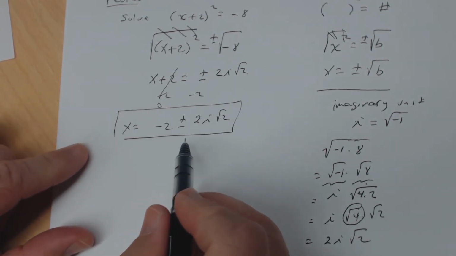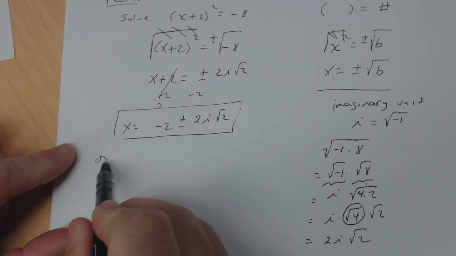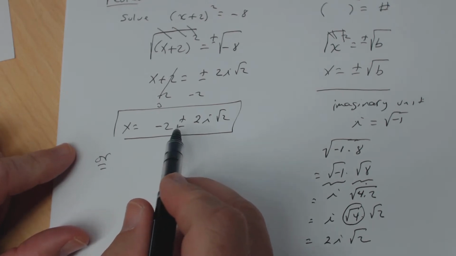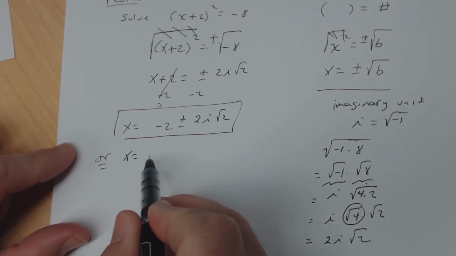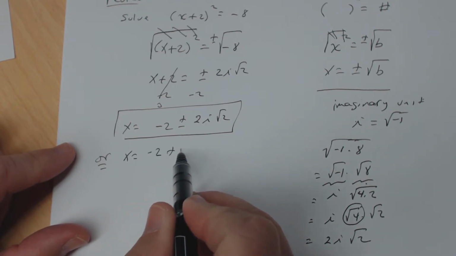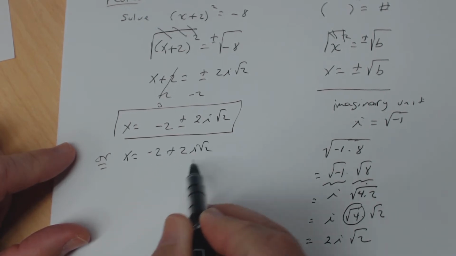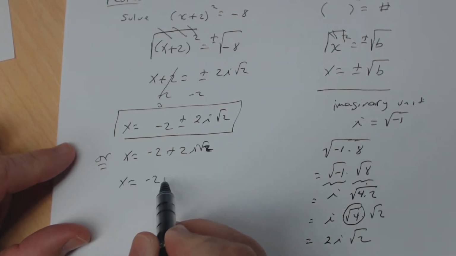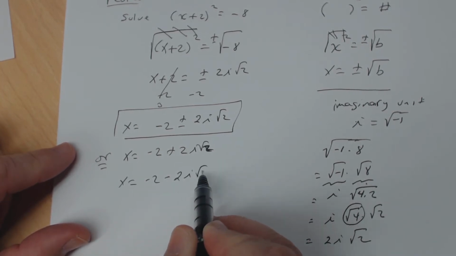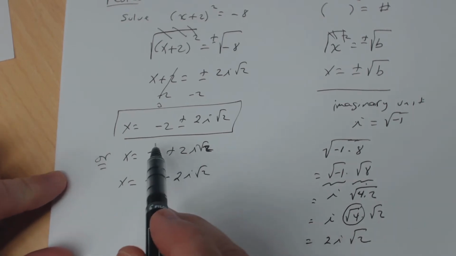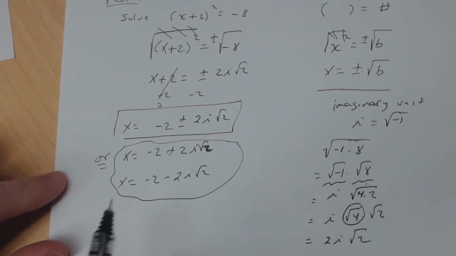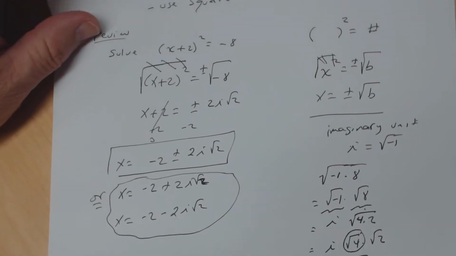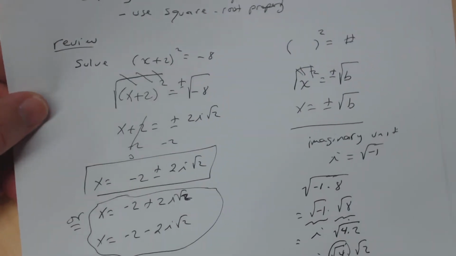Now, in reality, you have two solutions. So you can leave it in this compact form, plus or minus, or you can write it as x equal negative 2 plus 2i√2, and the other one is x equal negative 2 minus 2i√2. Okay, so either one of those is fine. Alright, now what we're going to look at next in part 3 is this idea.